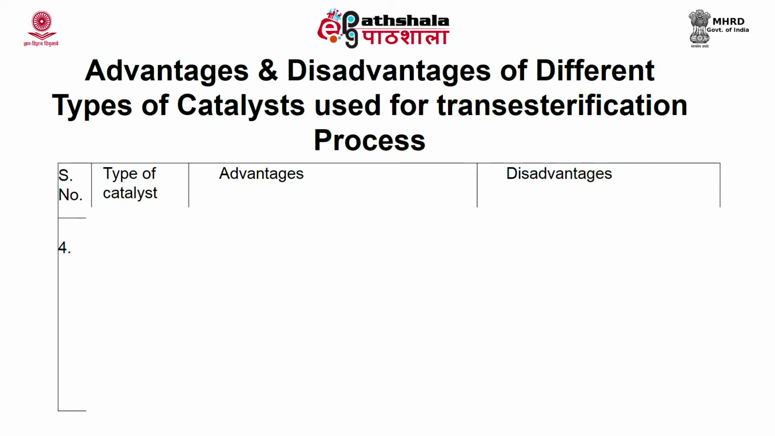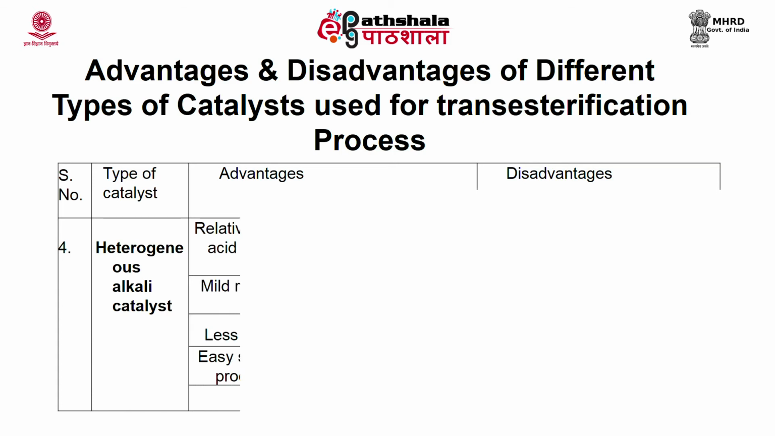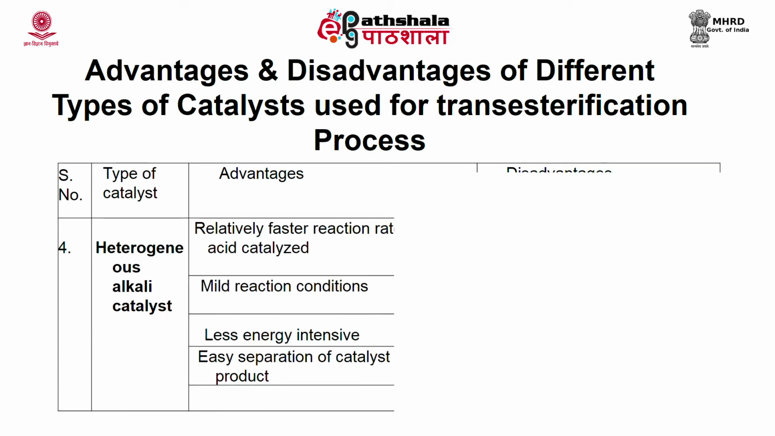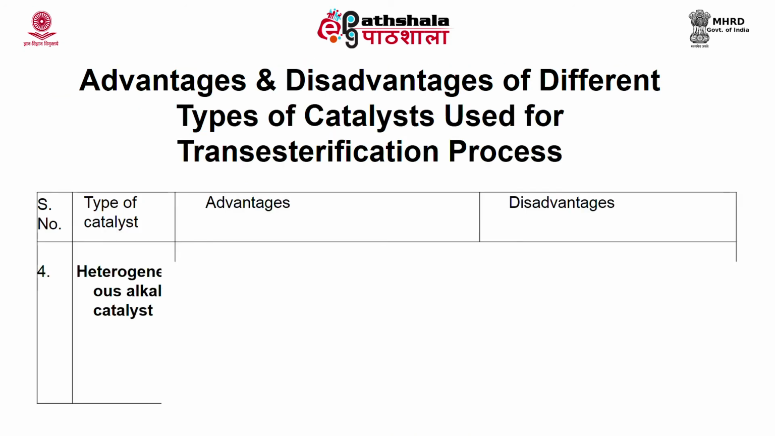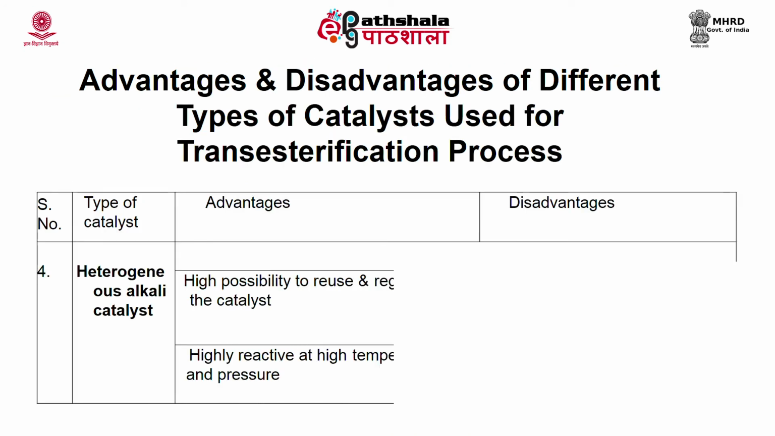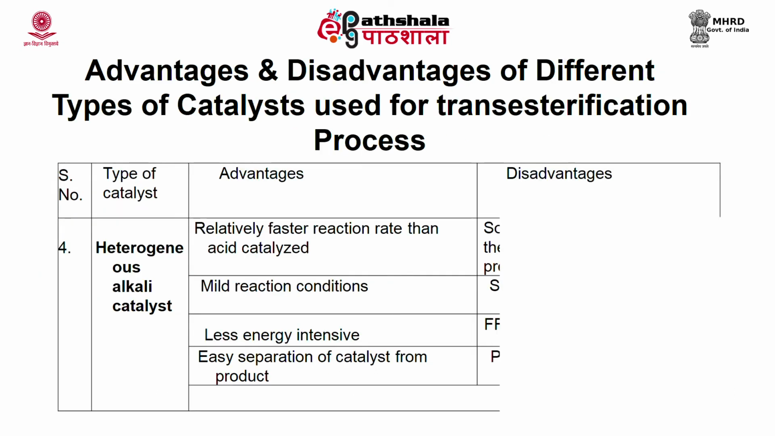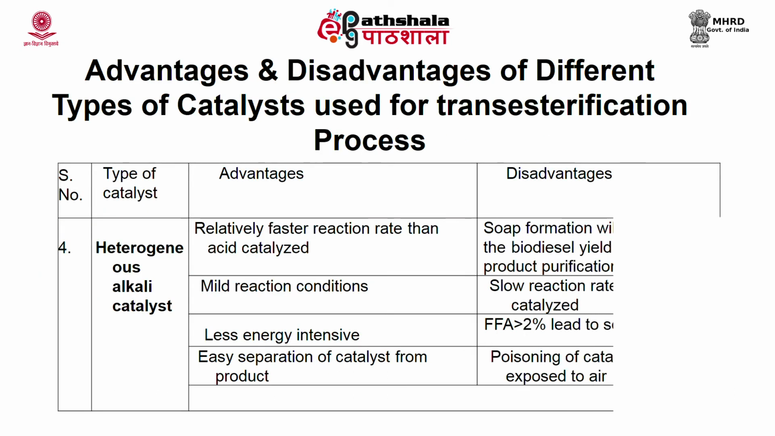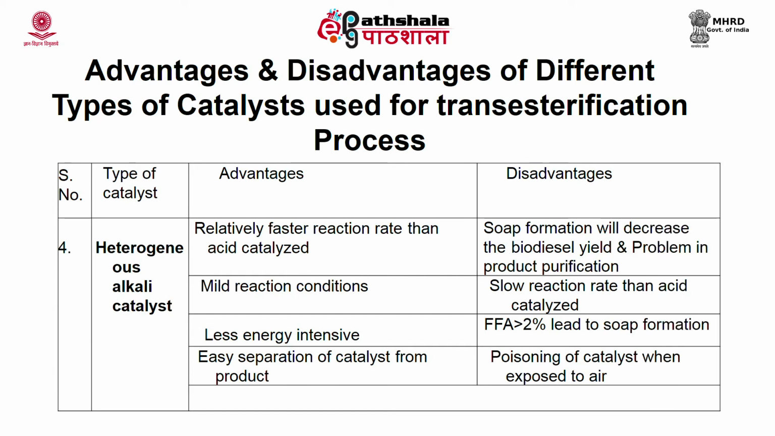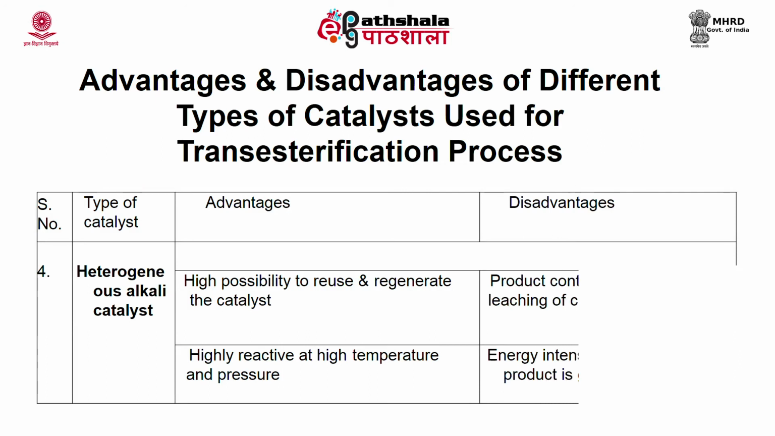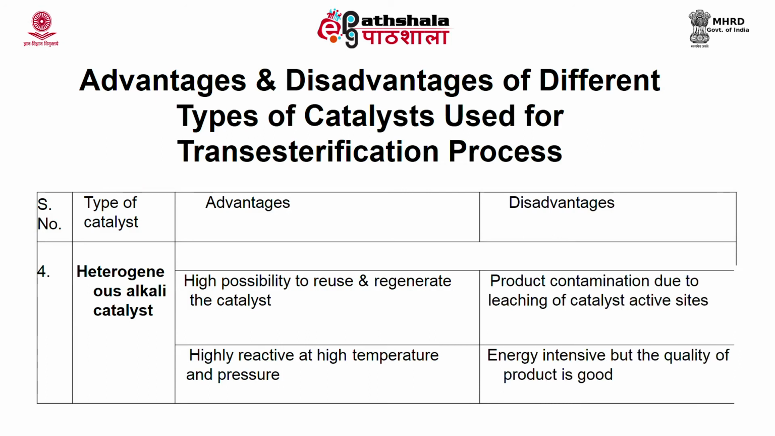In the case of the heterogeneous alkali catalyst, there is a relatively faster reaction rate, mild reaction conditions, it is less energy intensive, with easy separation of catalyst, a high possibility to reuse and regenerate the catalyst, and it is highly reactive at high temperature and pressure. Soap formation will decrease the biodiesel yield and cause problems in product purification. The reaction rate is slow, and FFA greater than 2% leads to soap formation, poisoning of the catalyst when exposed to air, and product contamination due to leaching of catalyst active sites. It is energy intensive, but the quality of the product is good.